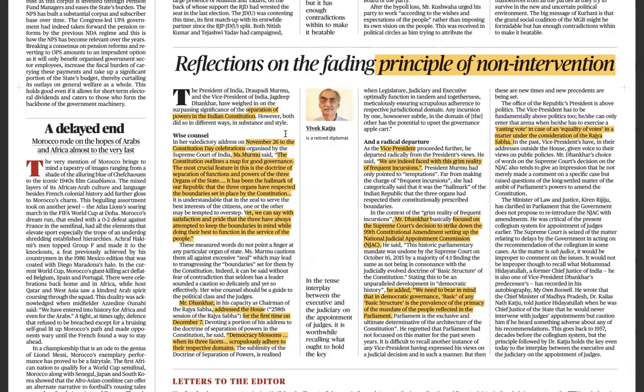So, our President, on 26 November, celebrating our Constitution Day, addressed the assembly and said that the Constitution outlines a map for good governance. The most crucial feature in this is the doctrine of separation of functions and powers of the three organs of the state, and it has been the hallmark of a republic that the three organs have respected the boundaries set in place by the Constitution. Yet we can say with satisfaction and pride that the three have always attempted to keep the boundaries in mind while doing their best to function in the service of the people.